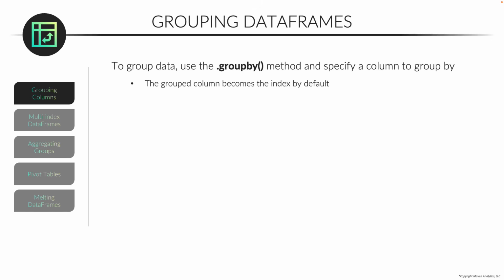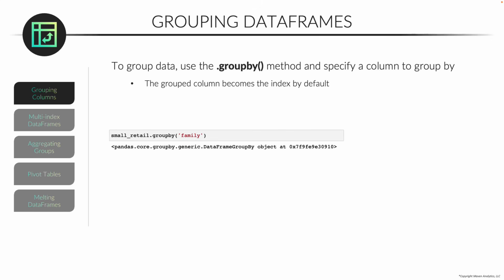So let's take a look at how to do this. To do this, we can use the GroupBy method and specify a column to group by. The group column becomes the index by default. So this is something we're going to keep an eye on. Earlier, I mentioned that there are certain operations that force columns into our index. Grouping is going to be one of them. We'll also learn how to undo that shortly.